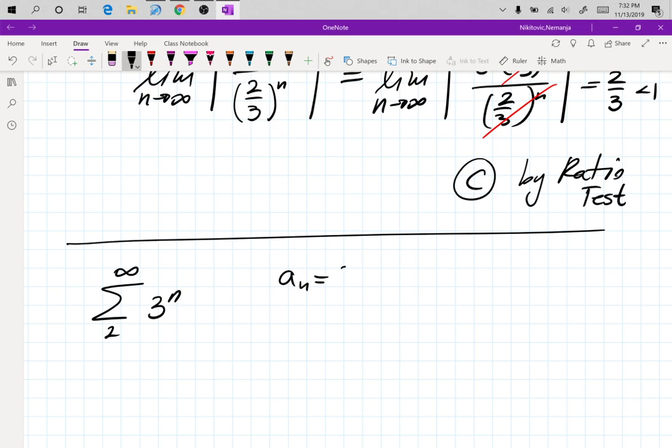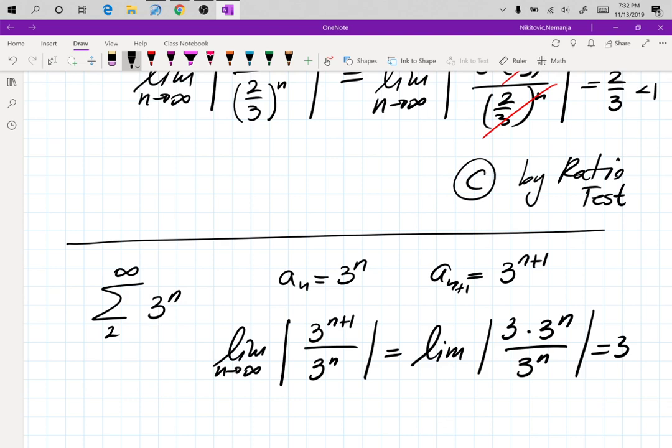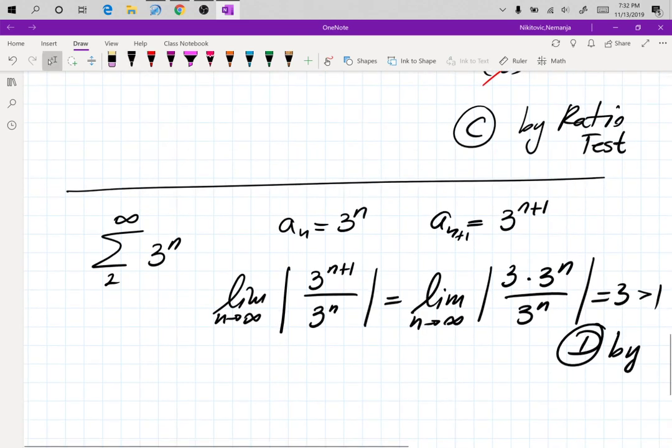Cool. a_n is 3 to the n. a_(n+1) is 3 to the n+1. Stuff this into the limit as n goes to infinity. Absolute value, 3 to the n+1 divided by 3 to the n. Peel off a 3 to have 3 to the n cancel with 3 to the n. And the limit is 3. Larger than 1, diverges by ratio test.